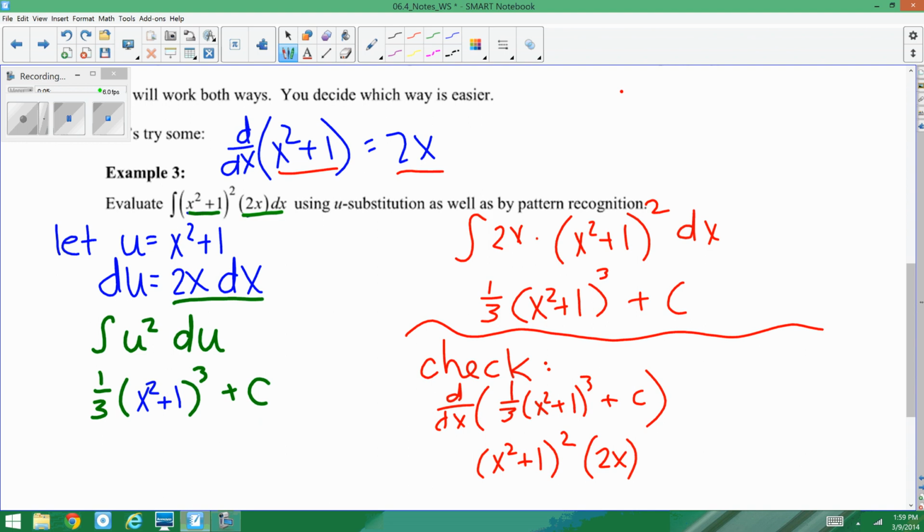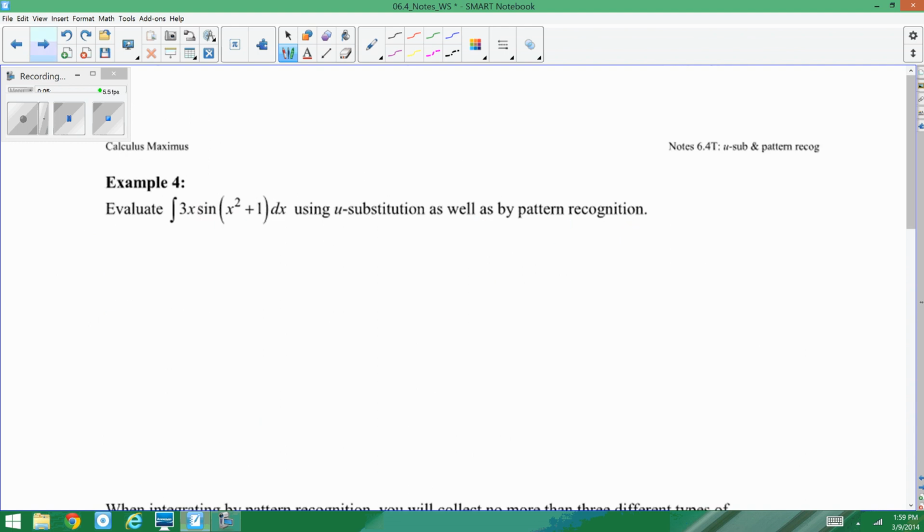So right now, some of you may want to stick with the U-substitution, but if you can do pattern recognition, you're going to be able to do this a lot faster. All right, so we'll have a lot to practice that. All right, so this time I'm going to start with the pattern recognition.